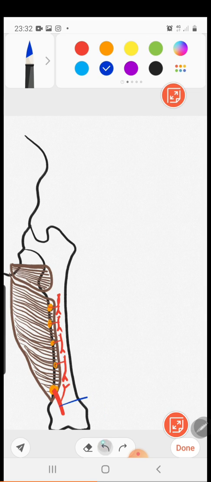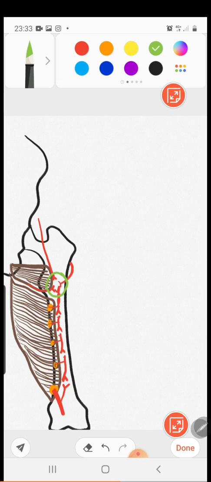Similarly, what happens to the ascending branch of the first perforator? That will anastomose with the transverse branch of the medial circumflex femoral, the transverse branch of the lateral circumflex femoral, and a branch from the inferior gluteal. Together these form the cruciate anastomosis. Now, the medial and the lateral circumflex femoral are branches from the profunda femoris artery. The inferior gluteal artery comes from the internal iliac artery. Where is the cruciate anastomosis situated?